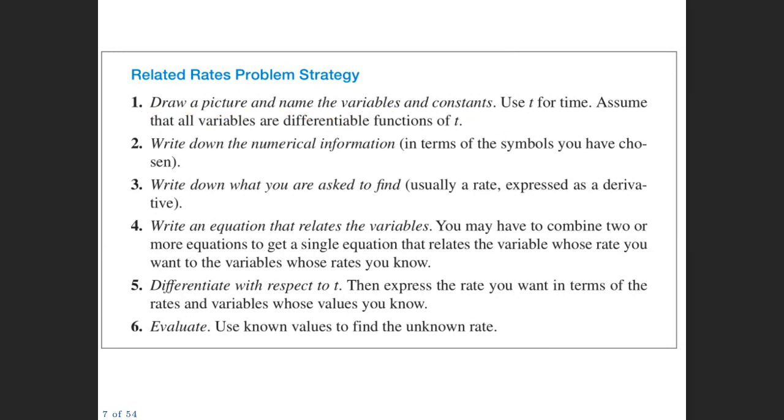Step 2, write down the numerical information that you know. What does the question tell you that you know? Step 3, write down what you're asked to find. In the last example, we were asked to find dy/dt. Step 4, get an equation which relates the variables, and then step 5, differentiate it. And then finally, step 6, rearrange your equation to get what you want. Evaluate the thing that you're asked to find.